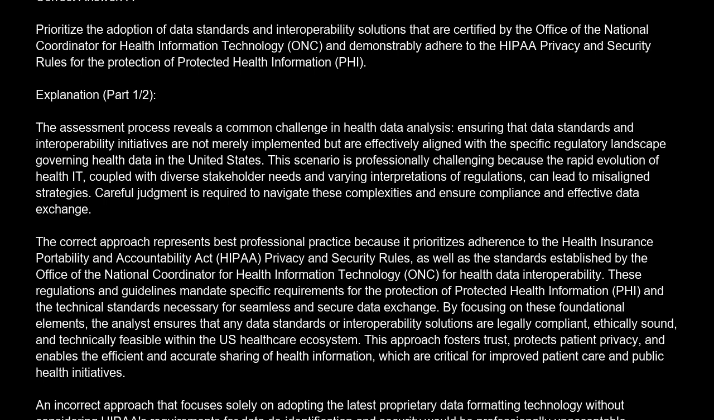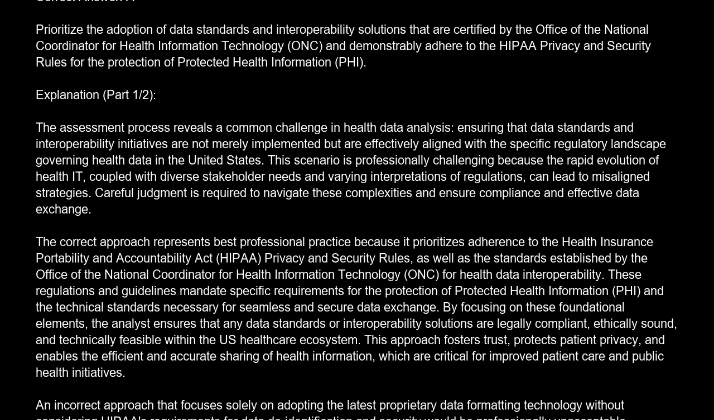The correct approach represents best professional practice because it prioritizes adherence to the Health Insurance Portability and Accountability Act, HIPAA, privacy and security rules, as well as the standards established by the Office of the National Coordinator for Health Information Technology, ONC, for health data interoperability. These regulations and guidelines mandate specific requirements for the protection of protected health information, PHI, and the technical standards necessary for seamless and secure data exchange.